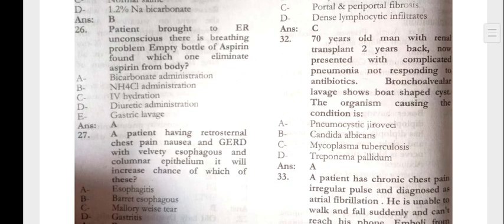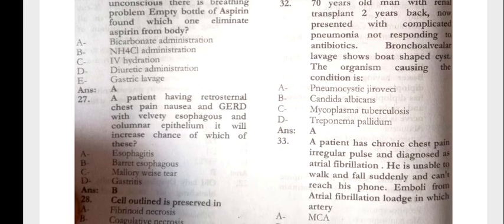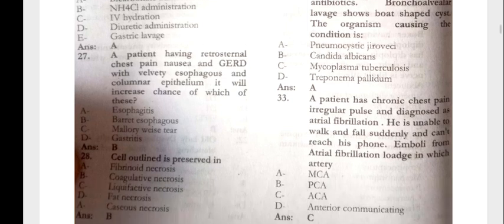A 70-year-old male with a renal transplant 2 years back presented with complicated pneumonia, not responding to antibiotics. Bronchial lavage shows boat-shaped cysts. The organism causing the condition is Pneumocystis jirovecii.